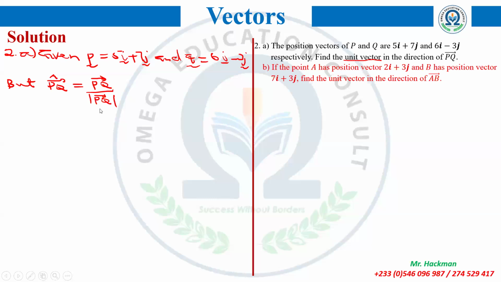Unlike the previous one, where the direction vectors, for which we were supposed to find the unit vector form, were directly given, here it is not directly given. So you have to go and find your vector PQ before you can use it.